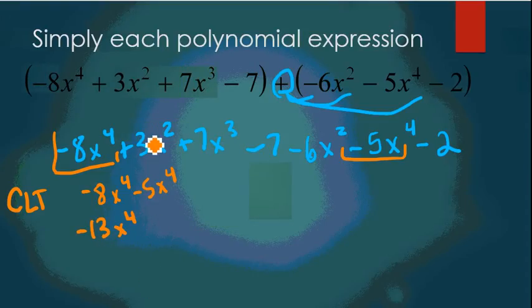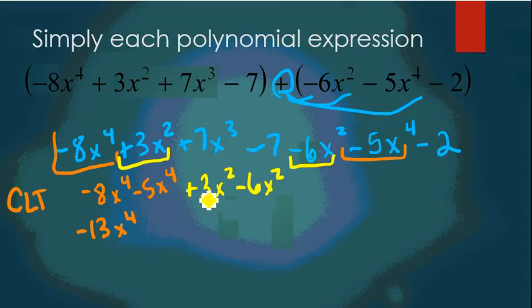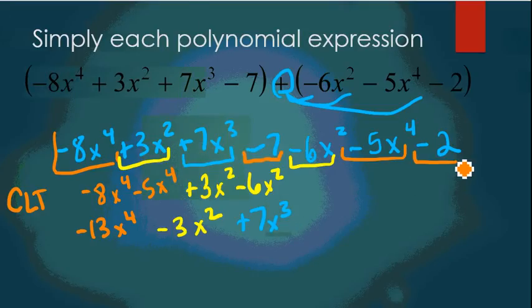All right, next term in line is 3x squared. Is there another x squared term? Oh, certainly, right there, negative 6x squared. So we're going to take 3x squared, which is a plus 3x squared, minus 6x squared. So 3 minus 6 is negative 3x squared. Now we move on to our next term, which happens to be 7x cubed. And there are no other x cubed terms, so we're just going to leave it be. All right, and now we're going to look at our last number, which is negative 7, which pairs nicely with this negative 2. So that's like saying negative 7 minus 2, which gives me a nice negative 9.